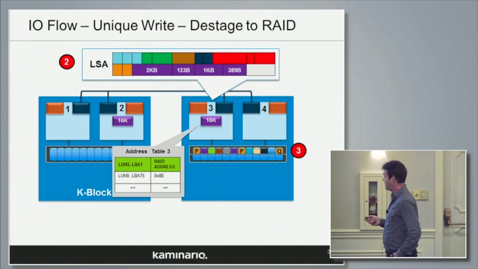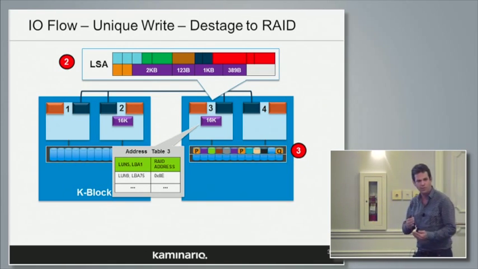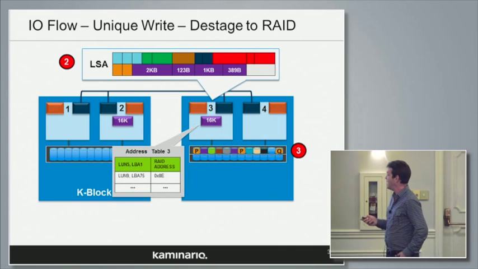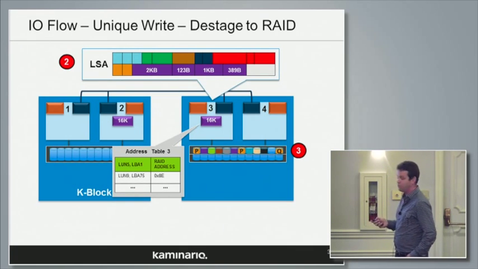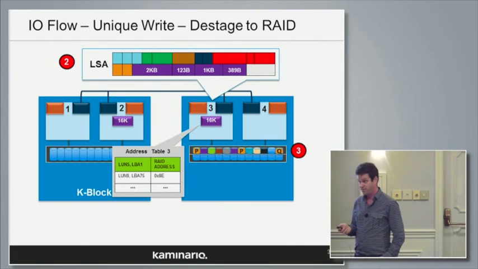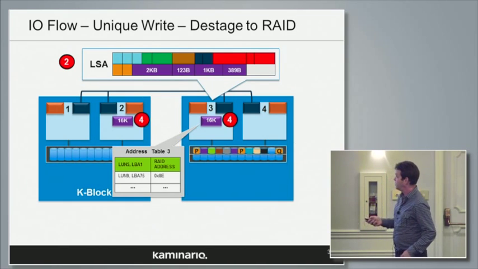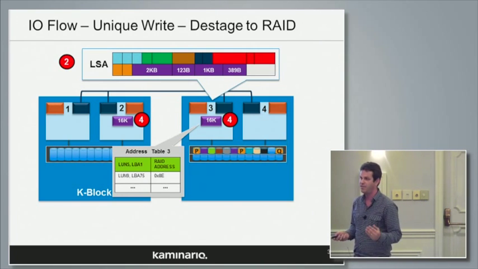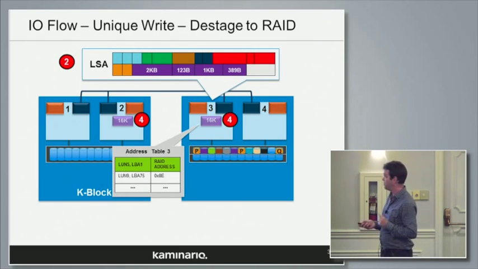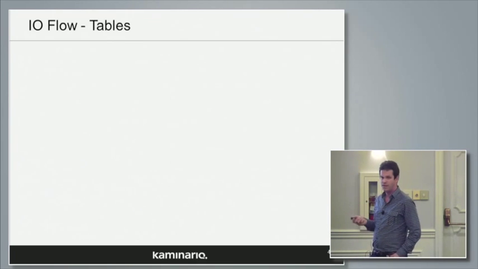Okay, so actually for the 16K, we have one pointer and all the offsets of each 4K, and we dump it to the RAID. We are dumping when we have a full RAID stripe to dump, so we don't have any read-modify-write. And when the data and the metadata is protected, we can get rid of the NVRAM copy on both nodes, and we are done.